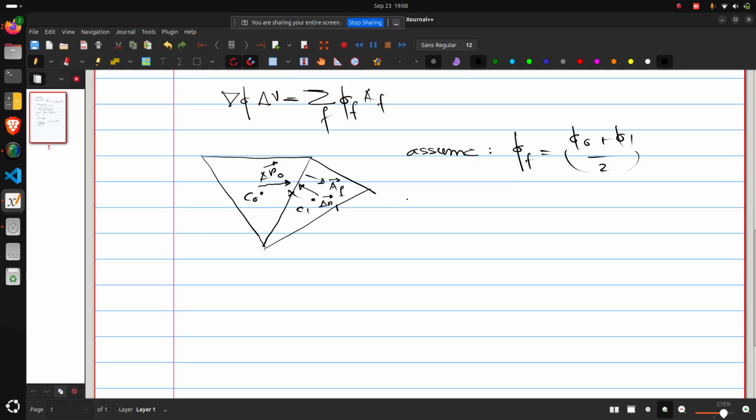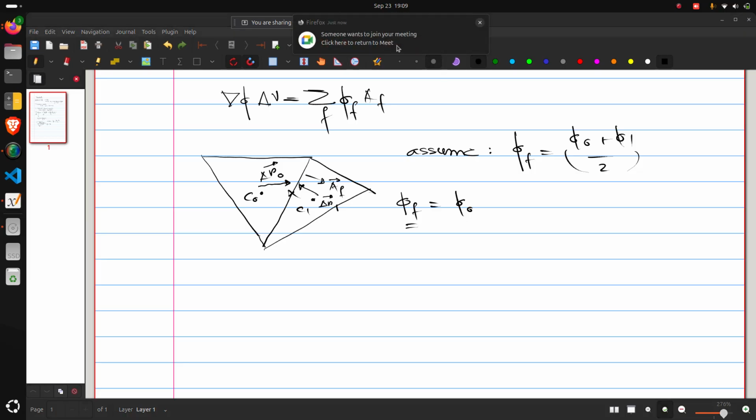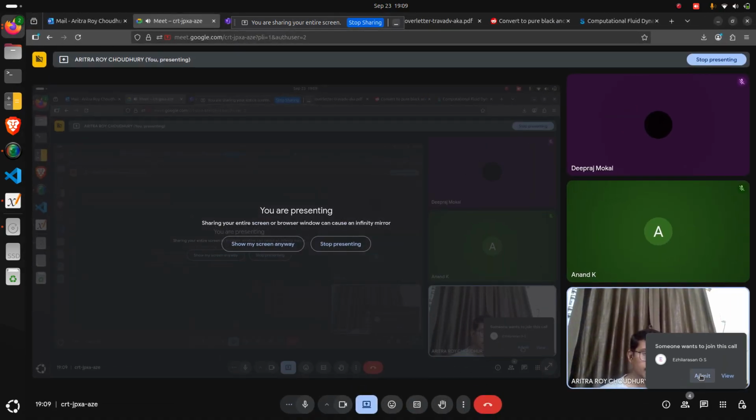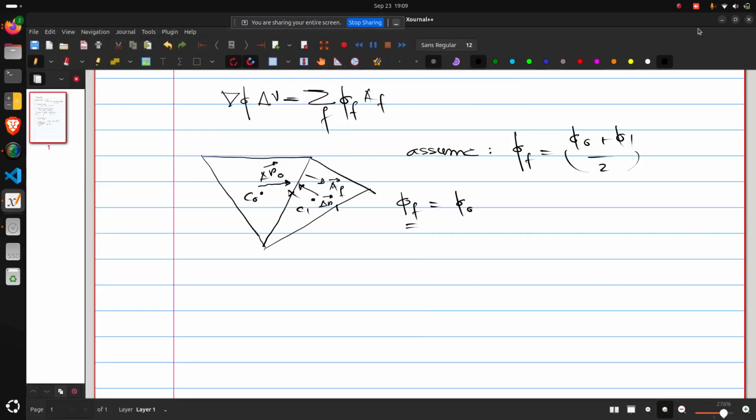So in Taylor series in one dimension, if you remember, it was just very simple, phi f from phi naught. We are trying to get the value of phi f from phi naught, from cell center C naught. In one dimension it is quite simple, it's phi naught plus the derivative times delta x and higher order terms, but we will write it in a much more general sense.